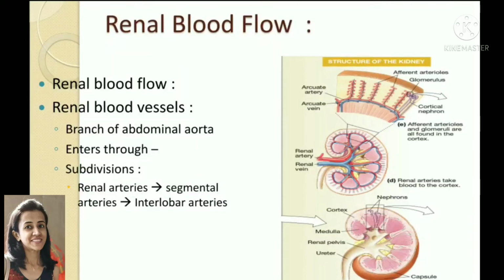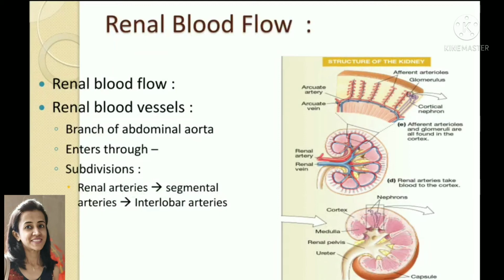Renal blood flow is about 1200 ml per minute or 22% of cardiac output. Renal blood vessels: the renal arteries are branches of the abdominal aorta. They enter through the renal sinus in the kidney. These renal arteries divide into segmental arteries.